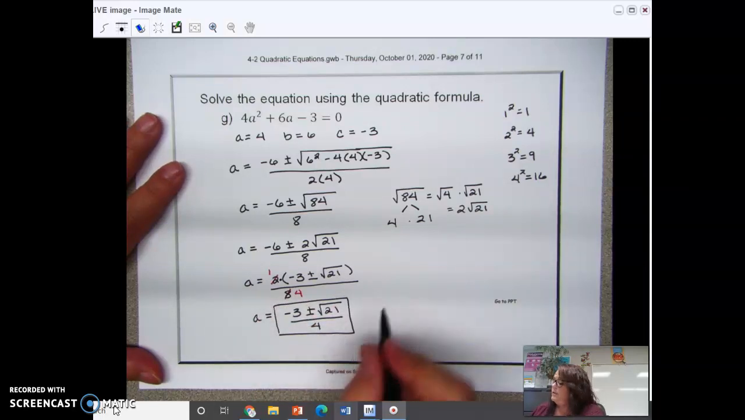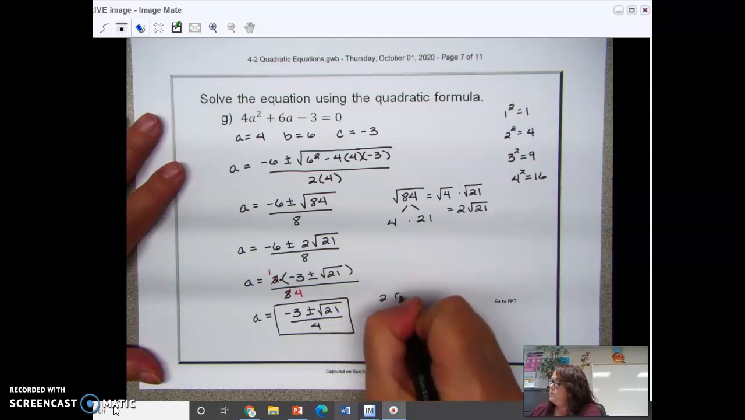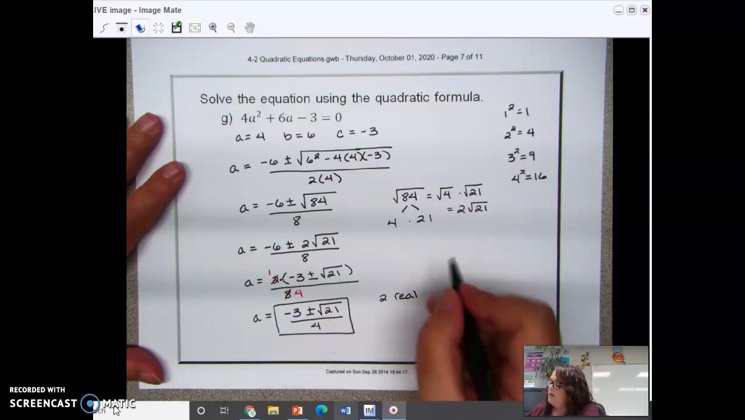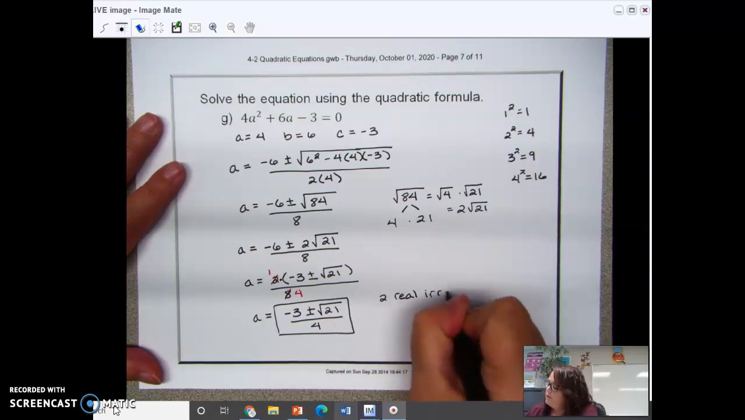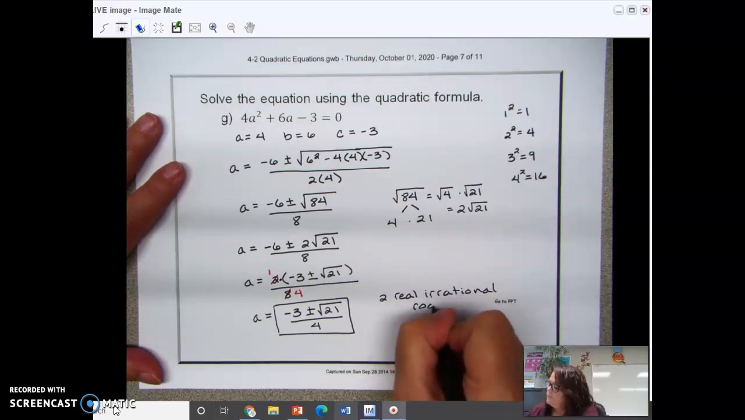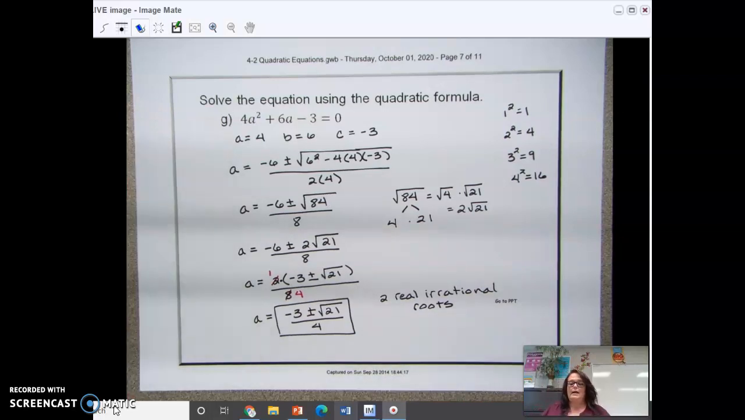So what I want you to notice is we do have two real solutions. There's no i's in our answer, but this time it's not rational anymore because I couldn't get rid of that radical, so it's two real irrational roots. And again, we'll come back to that idea in just a moment.